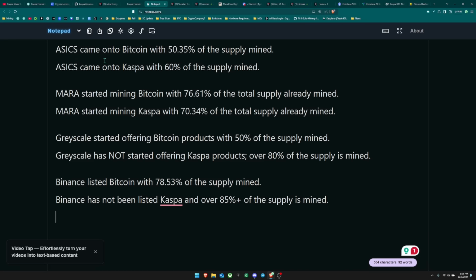So you can see ASICs came onto Bitcoin with 50.35% of the supply mined. And then ASICs came onto Kaspa with about 60% of the supply mined. So about 10% more of the supply was already existing before ASICs came into the picture. And if you don't know what ASICs are, these are dedicated hardware that only do one thing and mine a certain cryptocurrency, and they do it much more efficiently than a GPU or a CPU can. And so ASICs coming in much later in the cycle of a cryptocurrency project is much better because it prevents big players from being able to get the majority of the supply and instead makes sure the majority of the supply goes to retail. So this is the comparison when looking at when ASICs came onto Bitcoin and Kaspa.